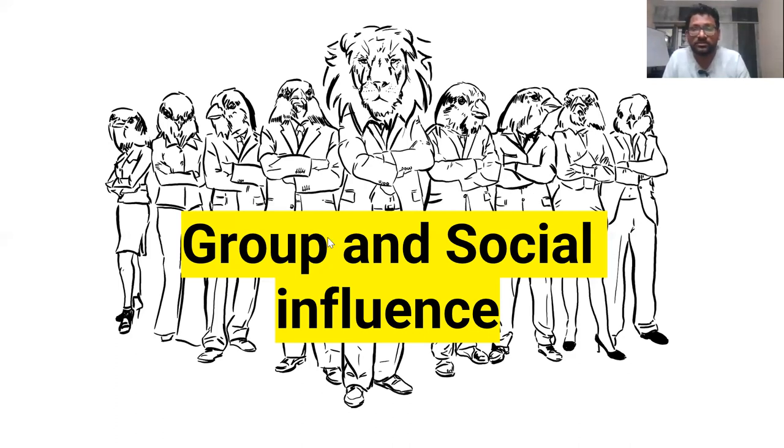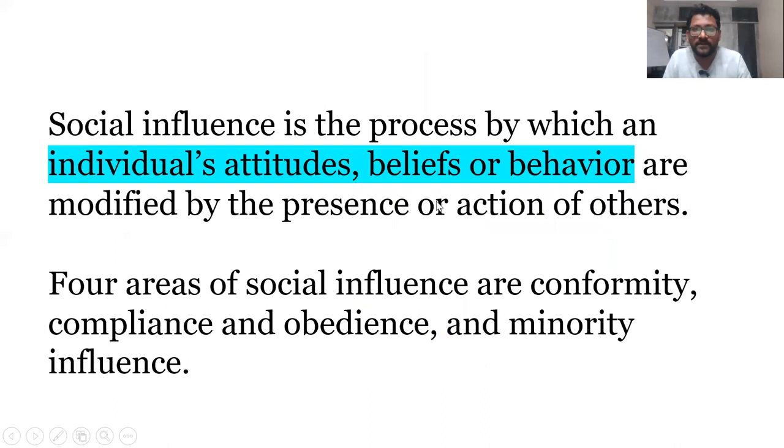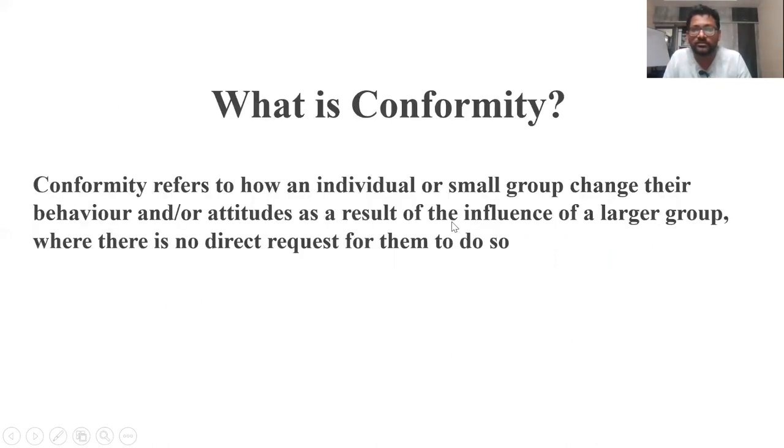Actually, in this social influence area, there are 4 areas that social influence would cover. One is conformity, the other ones are compliance and obedience, and minority influence. So these are the 4 areas. Today we'll try to see what is conformity.